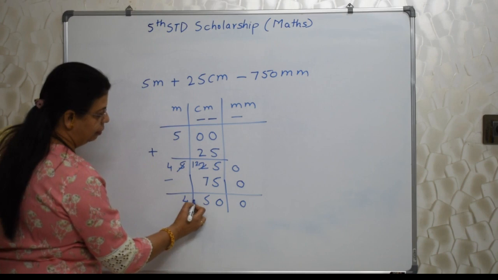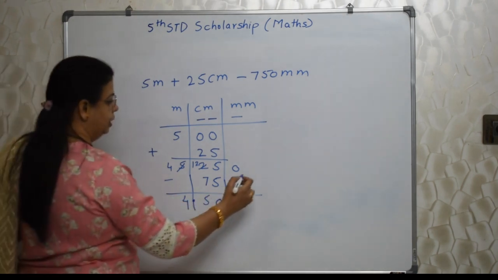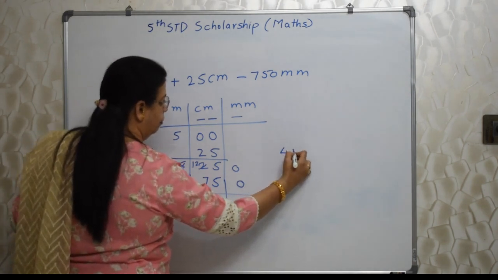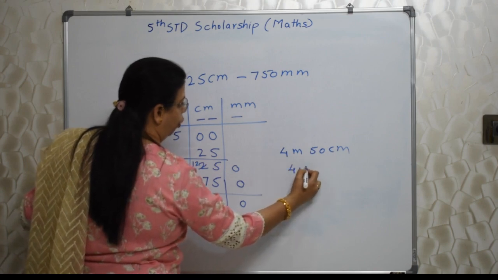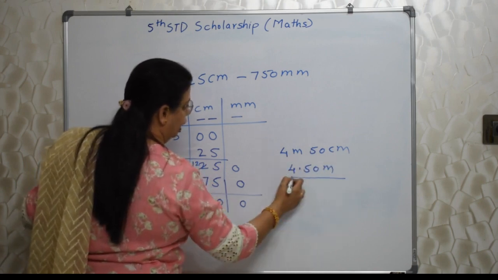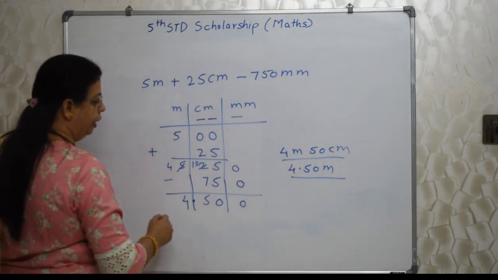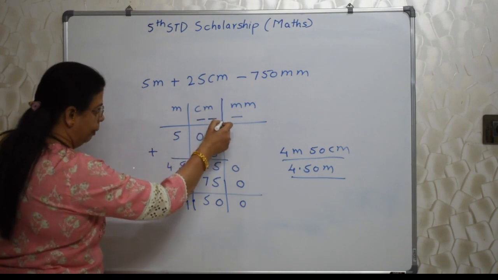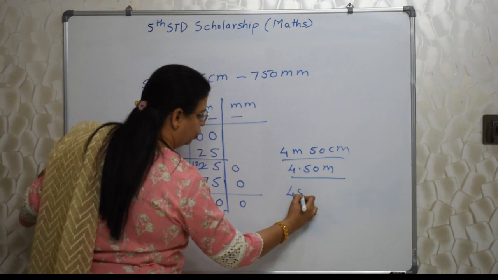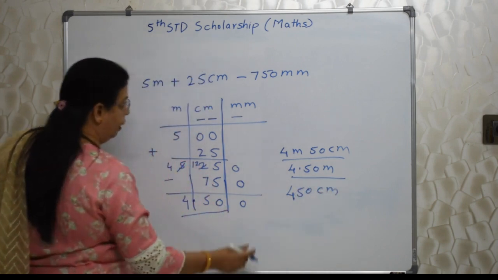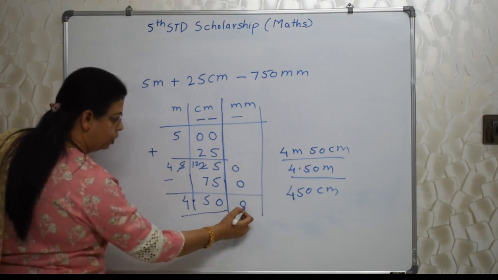This acts as a decimal. This is anyway 0, so no problem. Our answer is 4 meter 50 centimeter or 4.50 meter. Both are the same. If you want to convert this 4.50 into centimeter, count the digits up to centimeter, these 450. So this is 450 centimeter. If I want to write millimeter, count the digits up to millimeter, 4500 millimeters.